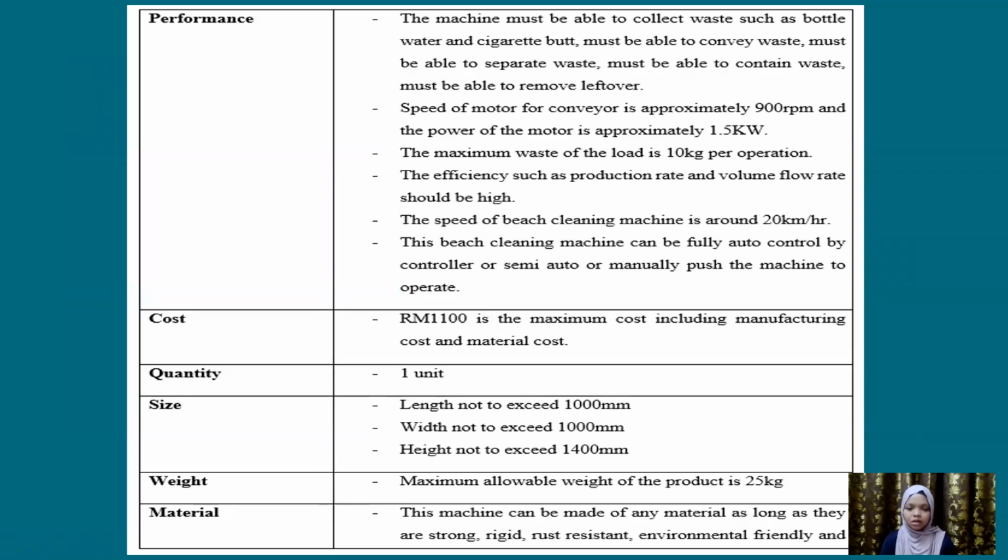For the cost, around 1,100 is the maximum cost, including manufacturing cost and material cost. For the quantity, it is 1 unit, and the length should not exceed 1,000 millimeter. The width should not exceed 1,000 millimeter, and the height should not exceed 1,400 millimeter. For the weight, the maximum allowable weight for the product is around 25 kilogram.